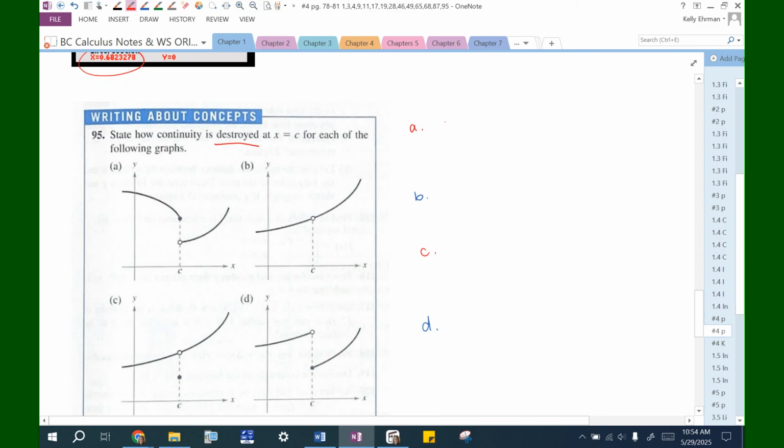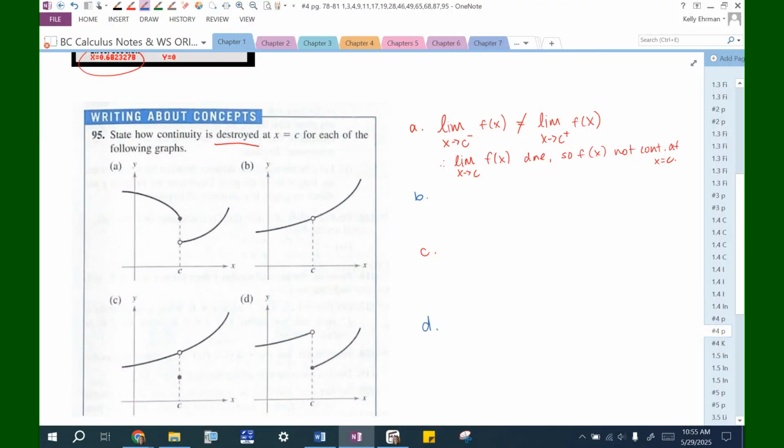I would say the limit as x approaches c on the left of f of x, let's assume this is called f of x, is not equal to the limit as x approaches c on the right of f of x. So the limit as x approaches c of f of x does not exist. So f of x is not continuous at x equals c. Maybe I wrote way too much there.